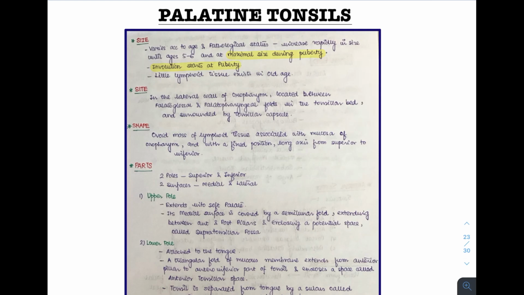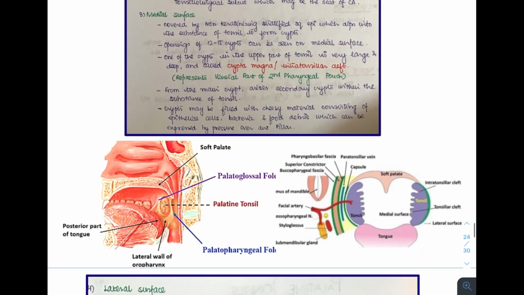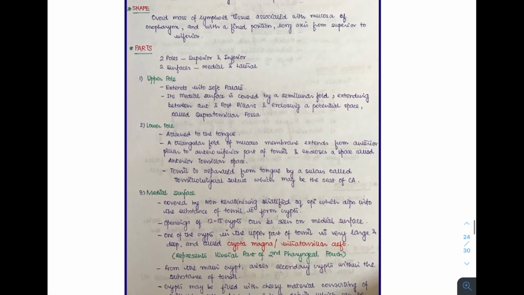Now, these palatine tonsils are located in the lateral wall of the oropharynx, between the palatoglossal and the palatopharyngeal folds in the tonsillar bed, and they are surrounded by a tonsillar capsule. As you can see here, this is the palatoglossal fold, and this is the palatopharyngeal fold. The tonsil lies in between these two folds in the lateral wall of the oropharynx. It is an ovoid mass of lymphoid tissue associated with the mucosa, with a fixed position and the long axis from superior to inferior.